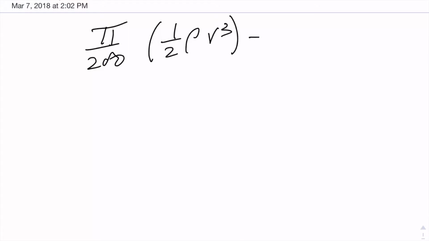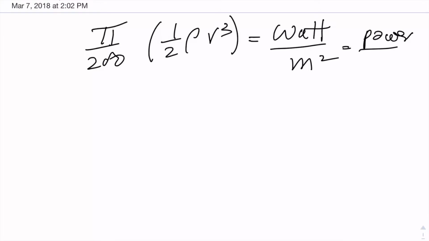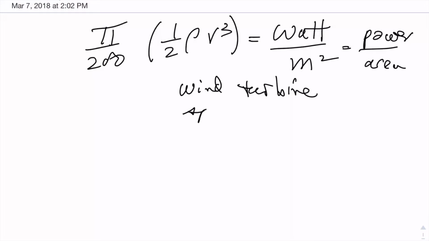So I wanted to explain the formula that we got for the wind power, which was something like this: 1 over 200 times 1/2, actually pi over 200, 1/2 rho v cubed. And that's in terms of watts per meter squared, the power per unit area of the wind turbine if the wind speed is that value v.